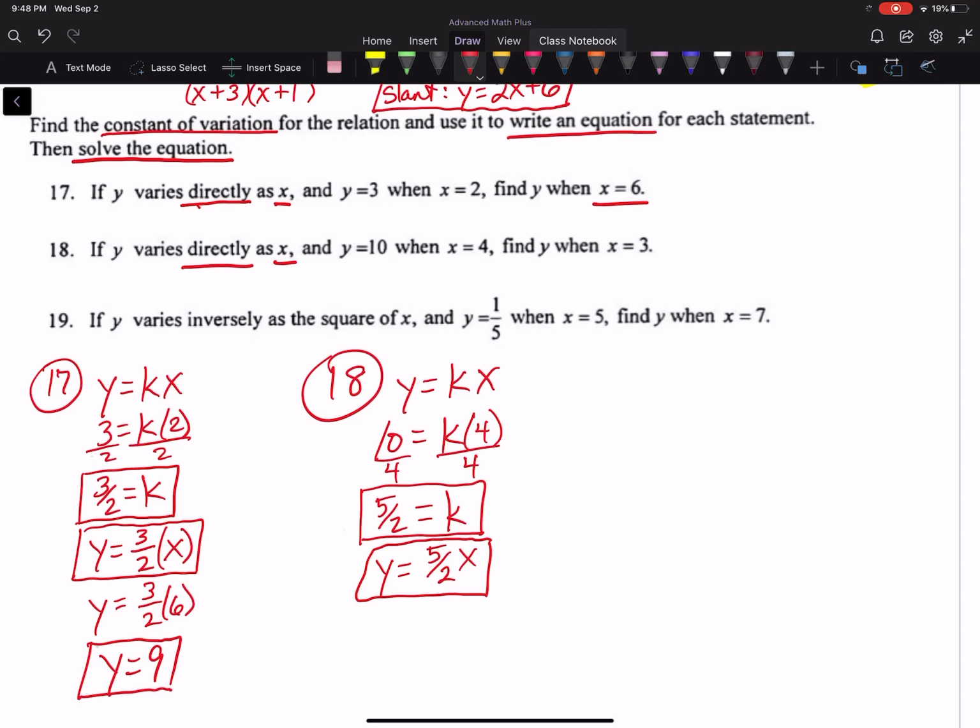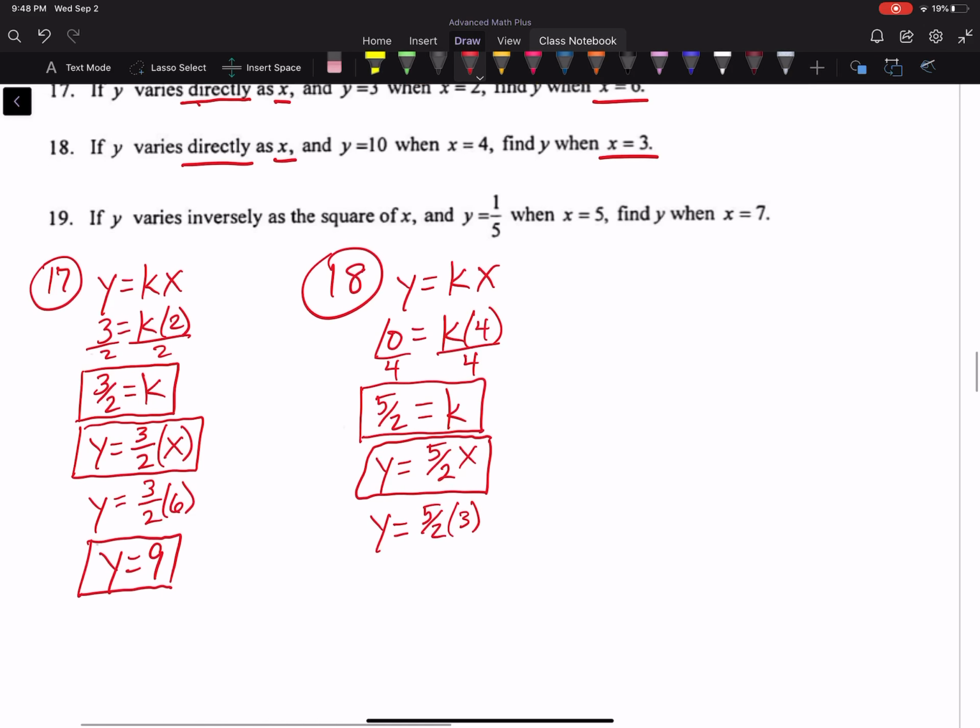And then plug in your number. This time they want to find y when x is 3. So y equals 5 halves times 3, that's just 15 over 2.